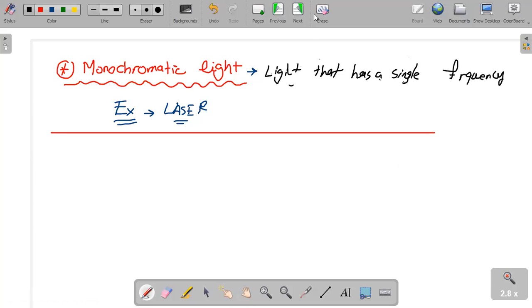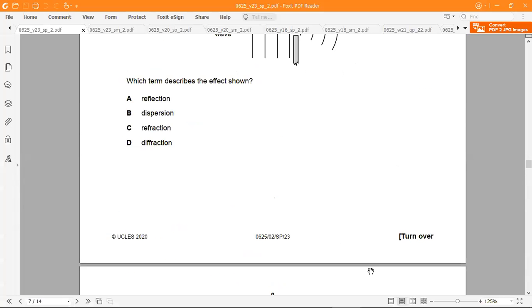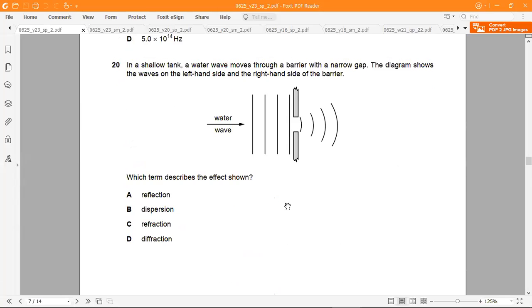Let's go again to the next point, question number 22. In a shallow tank, a water wave moves through a barrier with a narrow gap. The diagram shows the waves on the left hand side and the right hand side of the barrier.